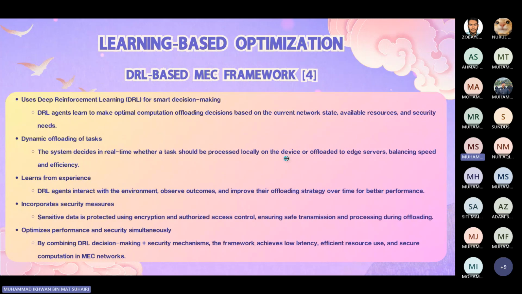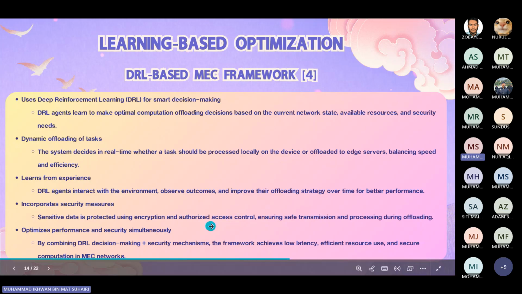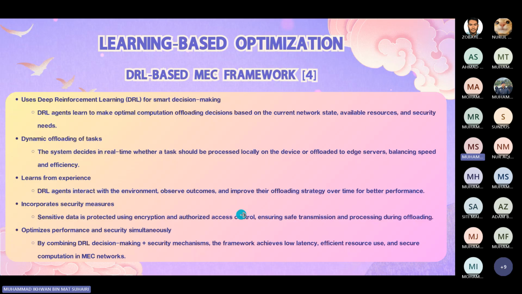So the next category is learning-based optimization. The first one is the DRL-based MEC framework. It uses deep reinforcement learning, DRL, for smart decision making. The DRL agents learn to make optimal computation offloading decisions based on the current network state, available resources, and security needs. It also includes dynamic offloading of tasks, where the system decides in real time whether a task should be processed locally on the device or offloaded to edge servers, balancing speed and efficiency. It also learns from experience, where the agents interact with their environment, observe outcomes, and improve their offloading strategy over time for better performance.